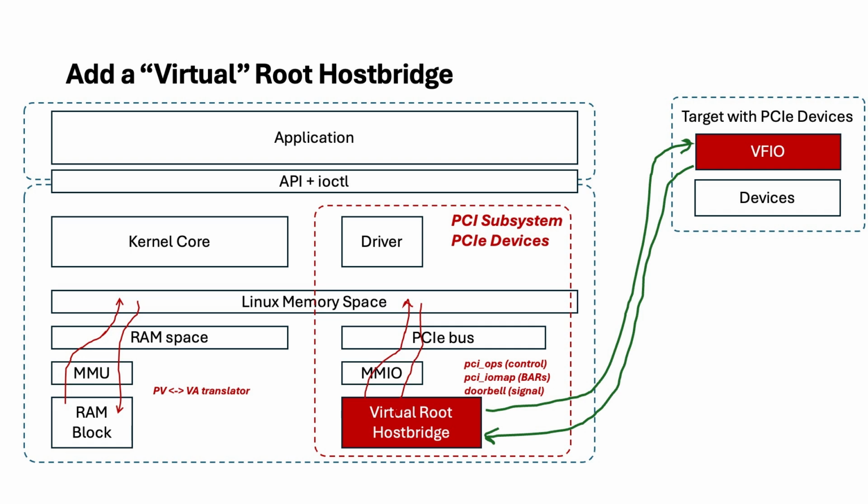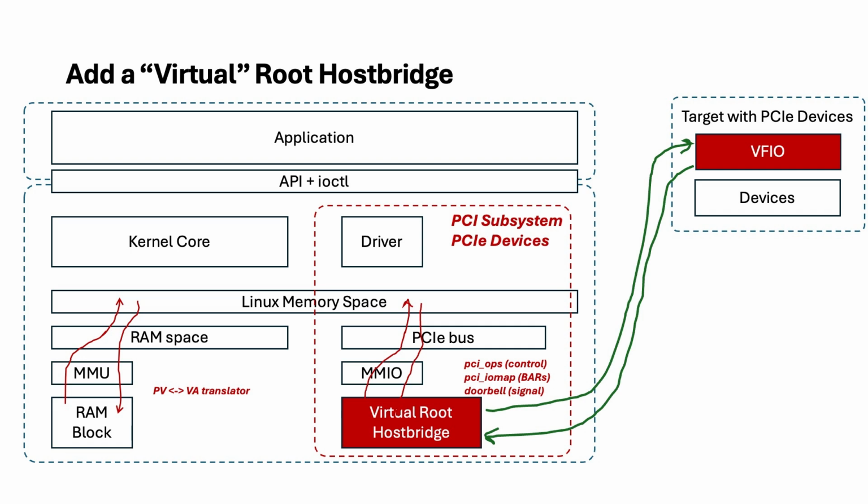I only intercept the hardware-facing operations. PCI config accesses through pci_ops are forwarded to the remote target. BAR MMIO accesses, after pci_iomap, are redirected over TCP. Doorbell writes are sent remotely to trigger device work. And interrupts generated by the remote device are delivered back into the local kernel.